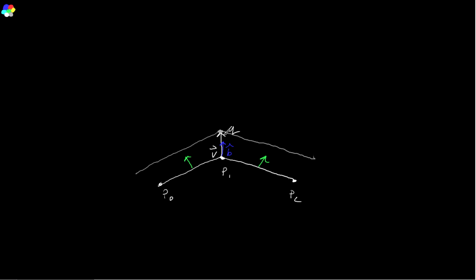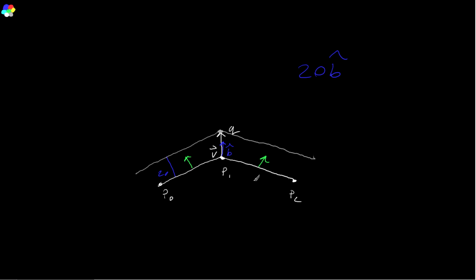But we want to find Q. And you might say, well, let's say we want a width of 20. So why don't we just go 20 times B hat? We just scale this one by whatever width we want, and that'll give us our vector from P1 to Q.